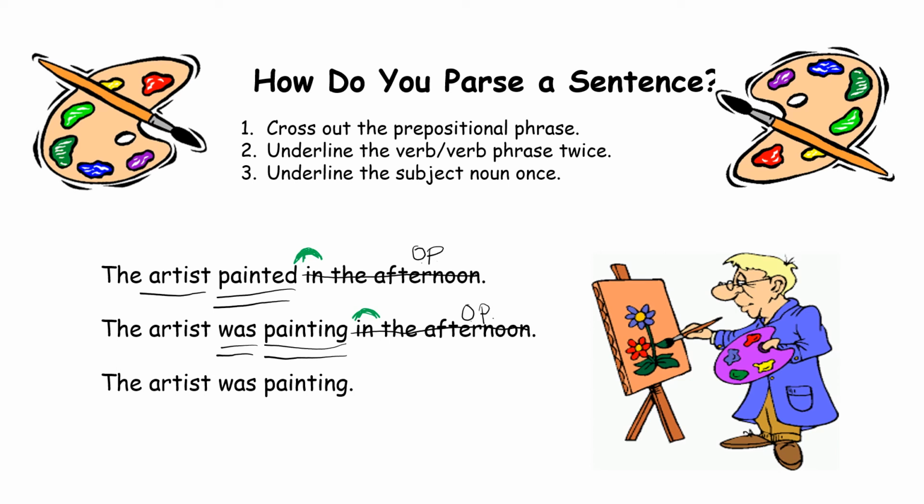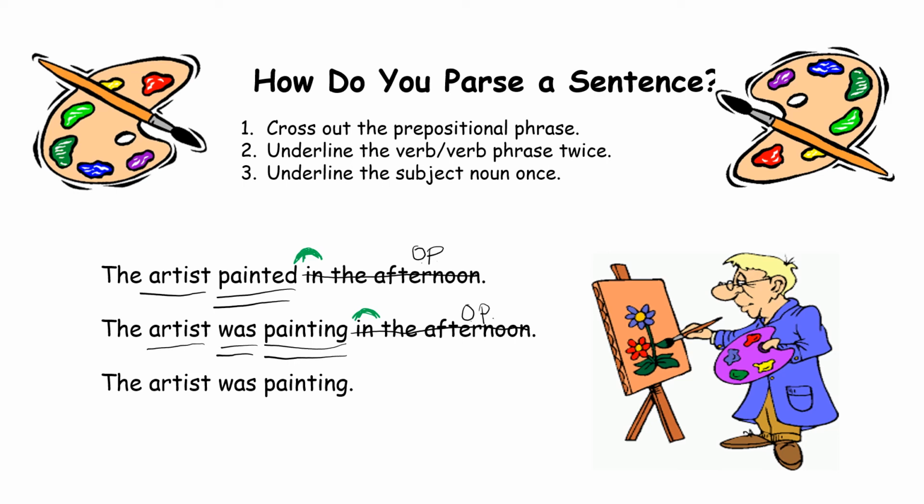So in this sentence, we found our prepositional phrase, we've marked it out, we found our verb phrase. Now what do we look for? What's step number 3? Underline the subject noun once. The subject noun is usually located to the left of the verb, and there we have it, artist.